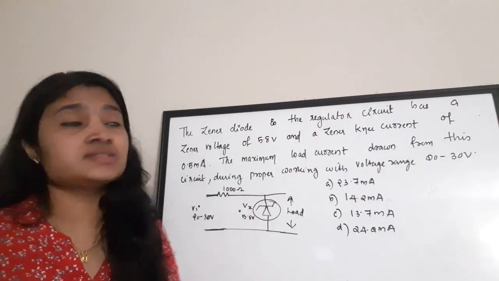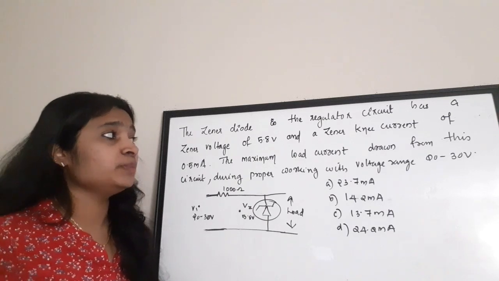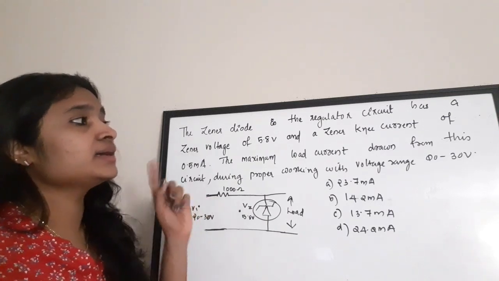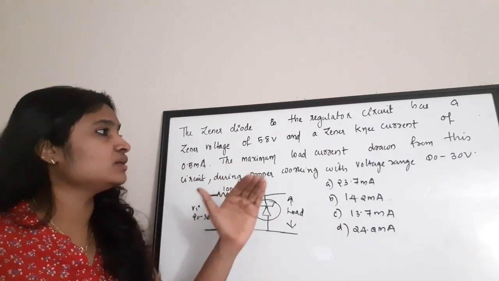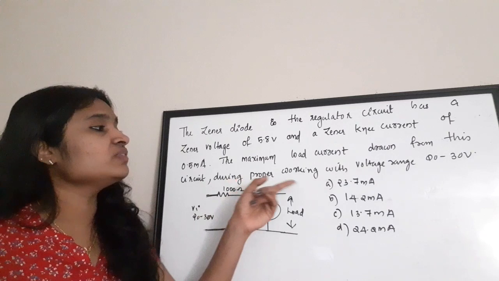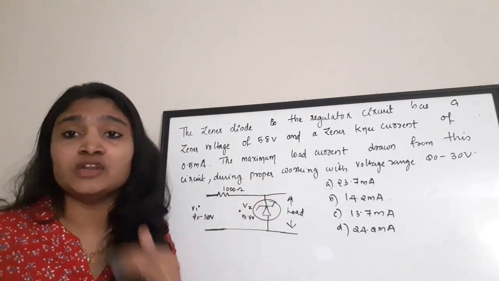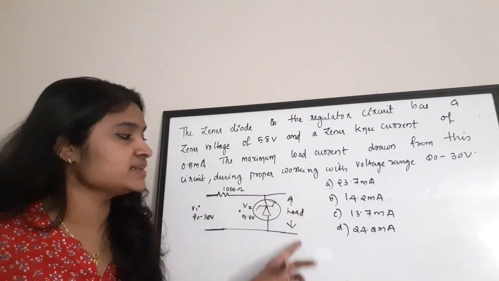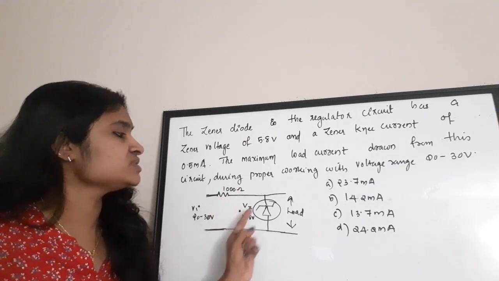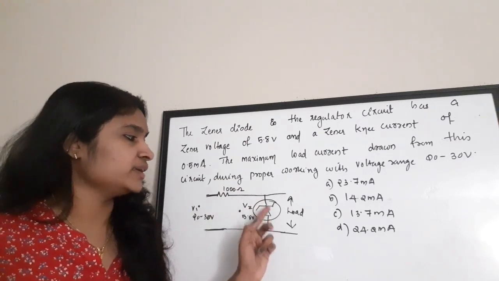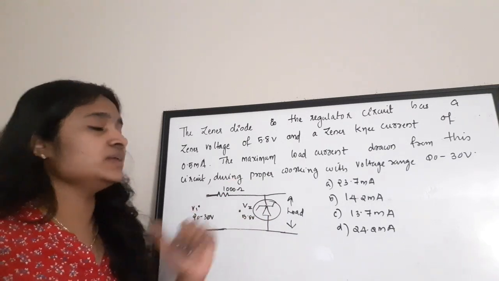The next question is this. The Zener diode in the regulator circuit has a Zener voltage of 5.8 volt and a Zener knee current of 0.5 milliampere. The maximum load current drawn from this circuit during proper working, with voltage range 20 to 30 volt. So we need to find the value of maximum load current. The load is at this side and there is a resistor of 1K or 1000 ohms and a Zener diode connected. So this Zener diode is acting as a voltage regulator. This is a regulator circuit.